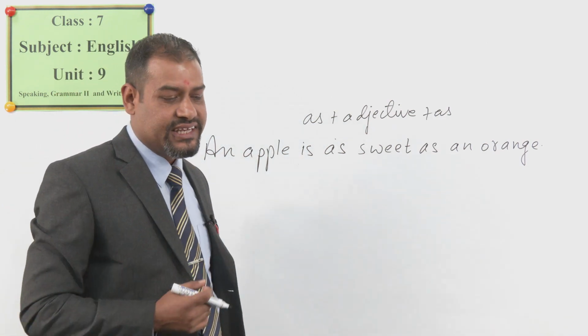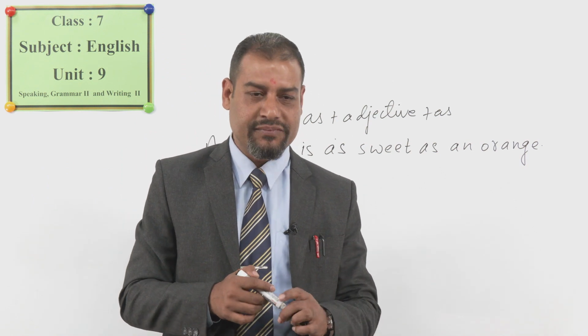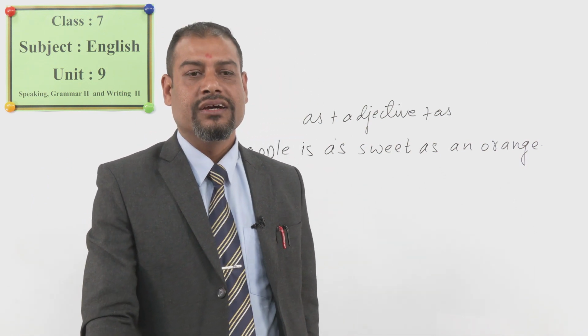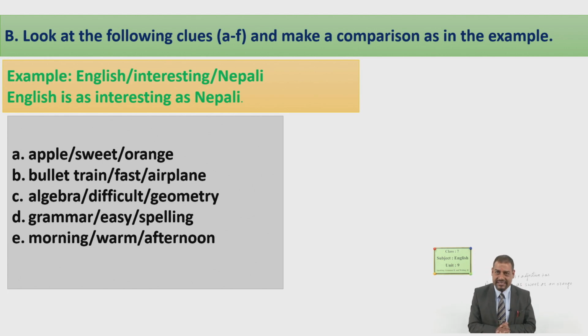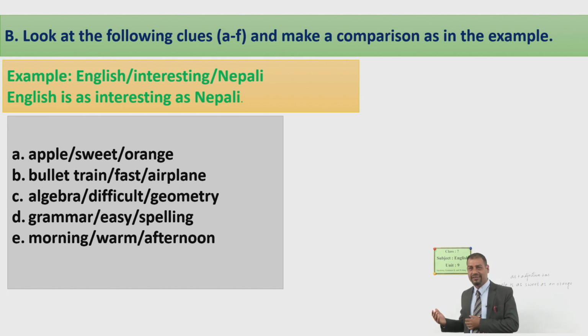Likewise, you have to practice saying for other clues. Now I have clues in B. Bullet train, fast, airplane. So how do you compare between these two means of transportation? Now all of you try to say please. A bit loudly please, I want to hear you. Well done. Your sentence should be, a bullet train is as fast as an airplane. So what is it? Yes, a bullet train is as fast as an aeroplane.